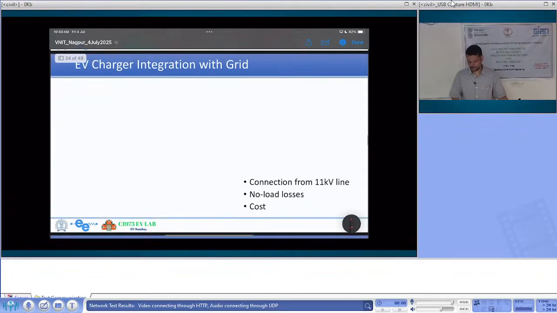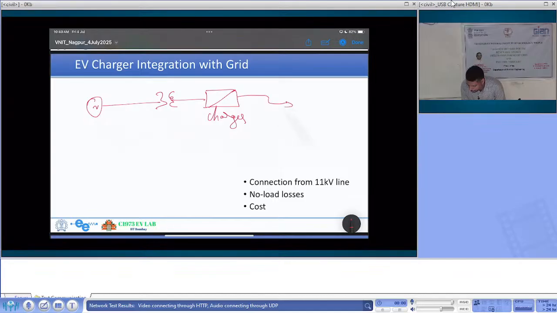Let me talk about another problem, which is when we integrate EVs into the grid, right? First let me draw it, then I'll explain it to you. So this is the grid.